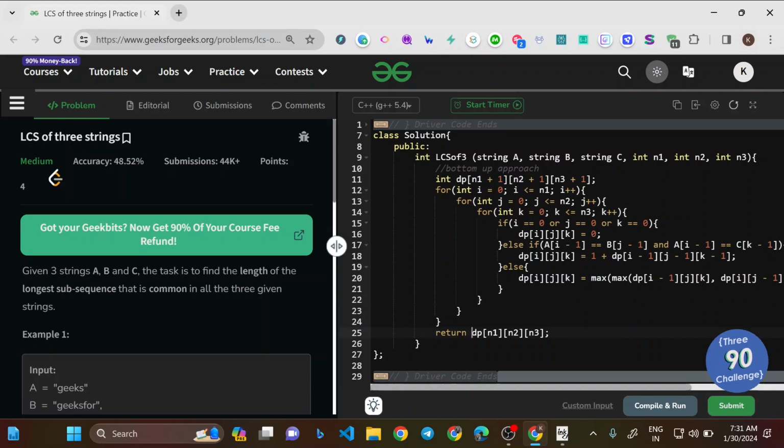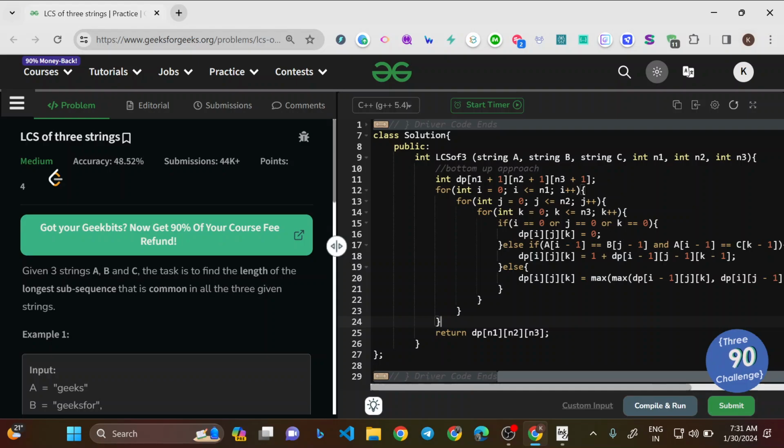And finally we return dp of n1, n2, n3, right? This is the length. So dp of n1, n2, n3 gives us the final answer: for string a of length n1, b of length n2, c of length n3, what is the longest common subsequence that we have got. That is what we'll be writing at the end of the day. I hope you people have understood. It's pretty easy, just the extension. Just an extra for loop, just an extra dimension that you're going to add to your dp, nothing else.